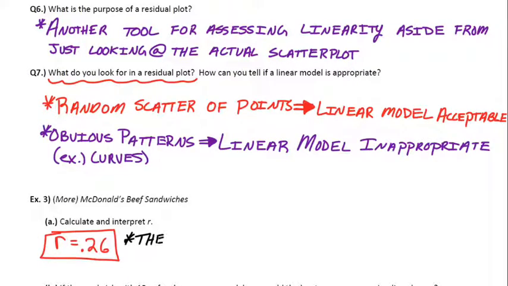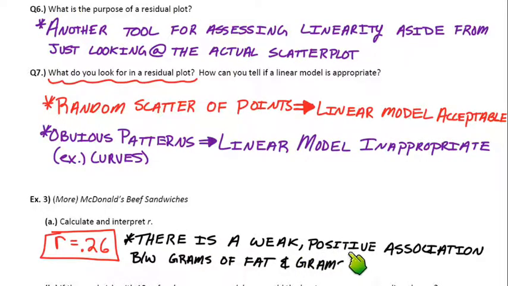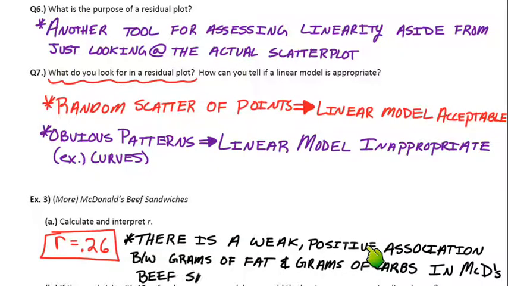So being that R is 0.26, how do we interpret that? So that's a pretty low R value. It's definitely positive, but it's pretty low. So there is a weak positive association, and we got to give context. So between grams of fat and grams of carbs for the McDonald's Sammys. So that's what 0.26 means. It's positive, but it's pretty weak. It's not really close to 1.